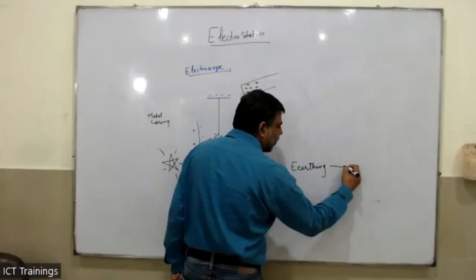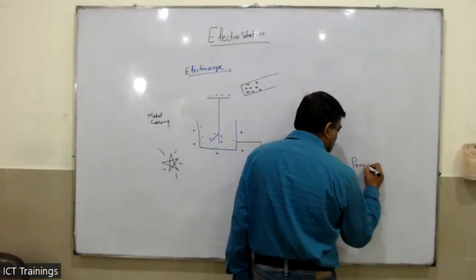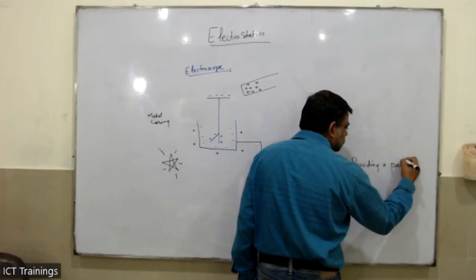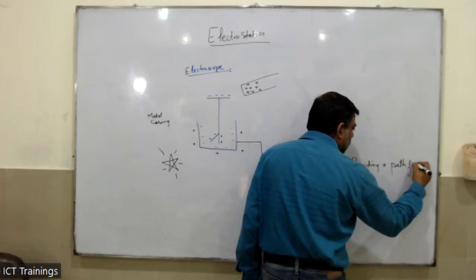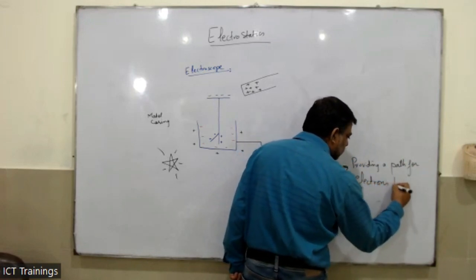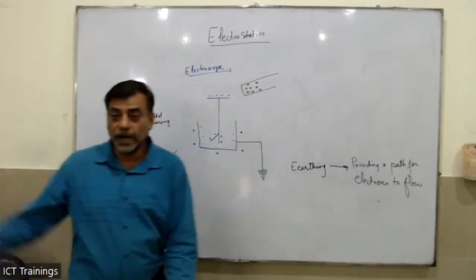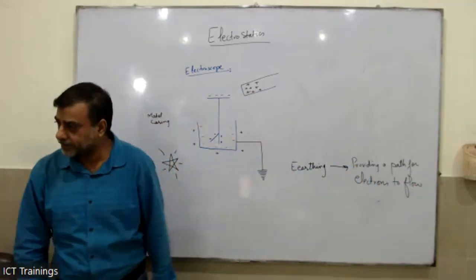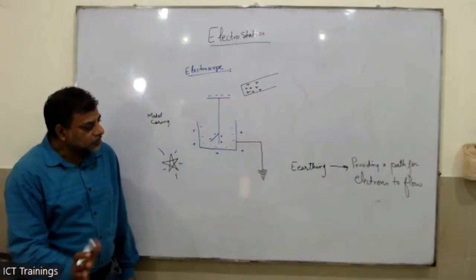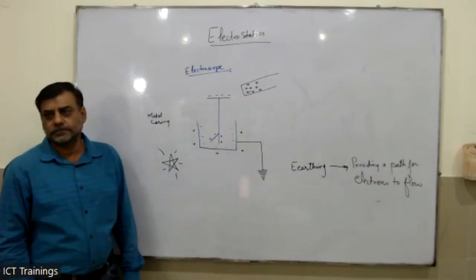All right? So earthing, or Earth, means we are providing a path for electrons to flow from higher concentration to lower concentration. So we have just provided a path. What is going to happen when we connect this casing with the Earth?